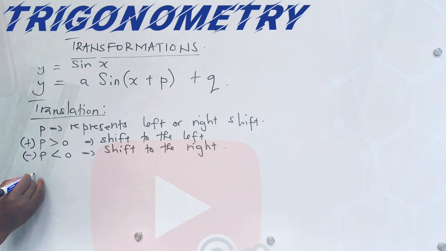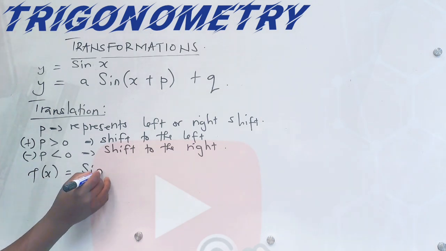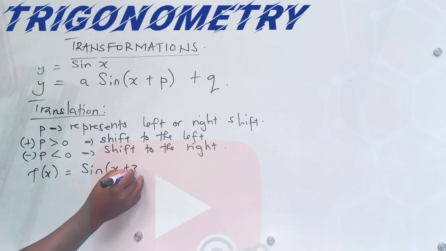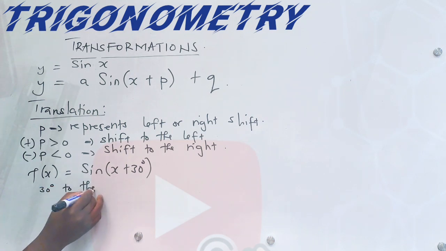For example, let's say we're given f of x is equal to sine of x plus 30 degrees. This one means the graph is being shifted 30 degrees to the left.